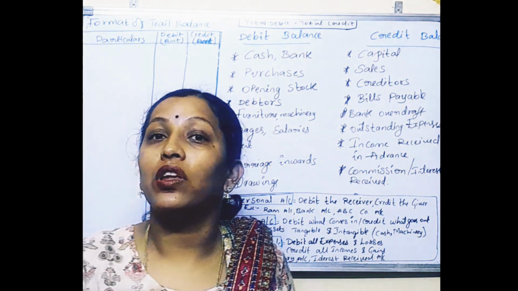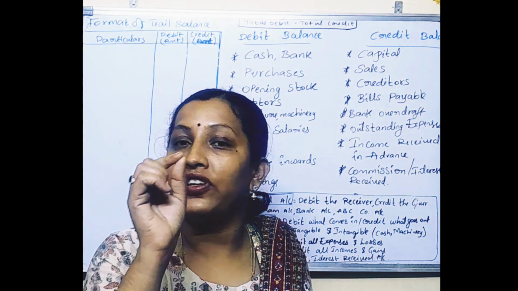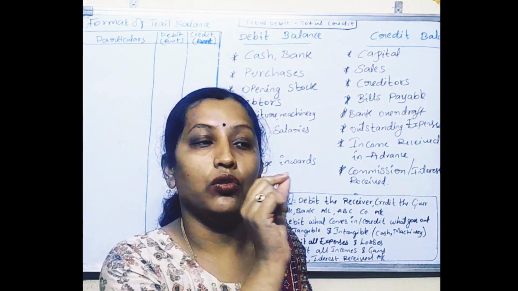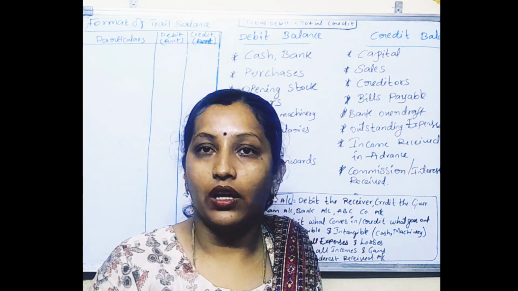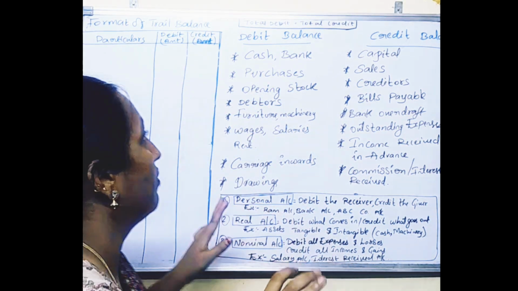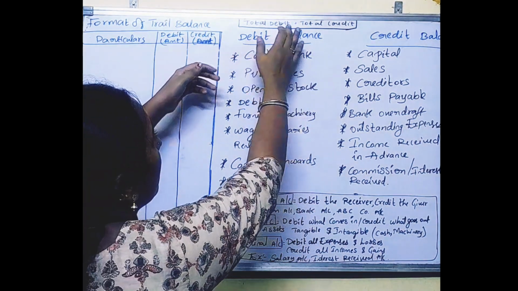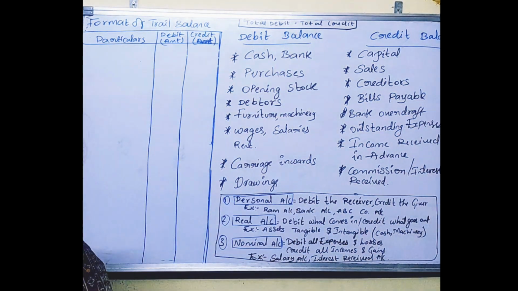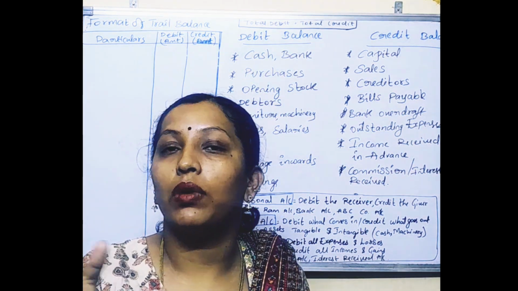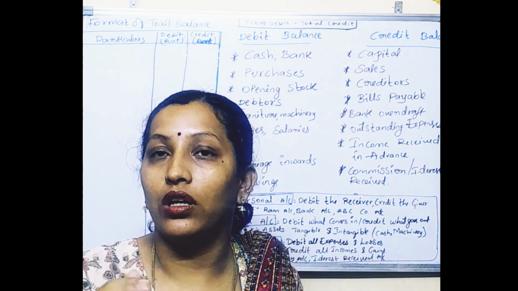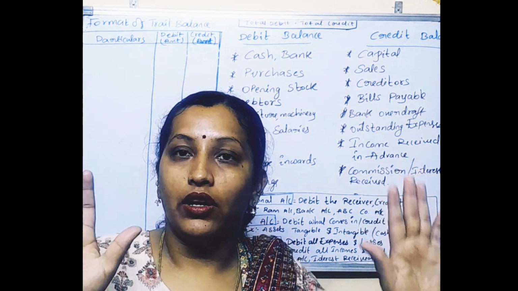First, we have to know the steps, which entry is going to be written where. Listen carefully, this is very important. Total debit is equal to total credit. This is the arithmetic check, it should be equal: the debit amount equals the credit amount.